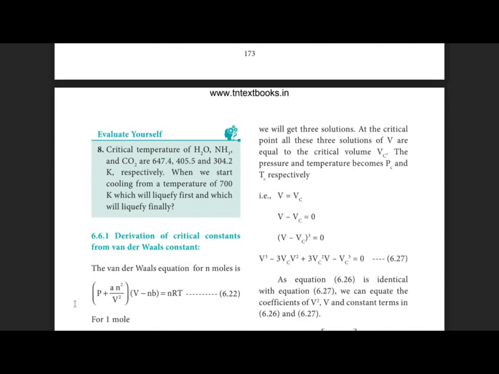The deviations and the critical constants of van der Waals gases we can see in our next class. Now we can conclude. This we will see in the next class.